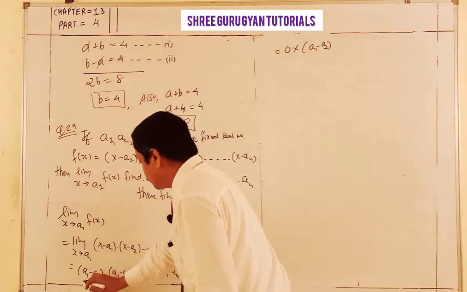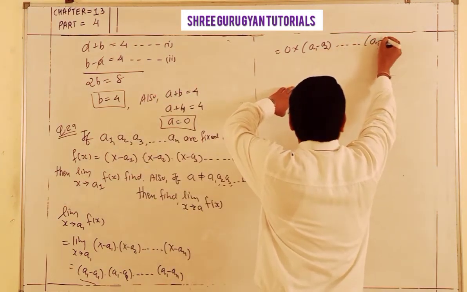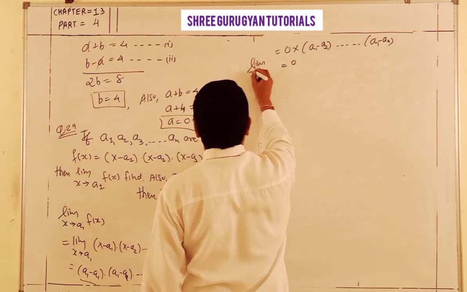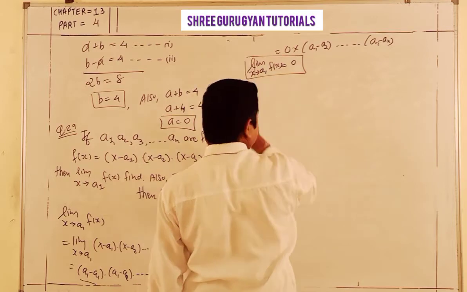This is a 0, students. Dash last a1 minus an, this becomes answer 0. Limit x tends to a1 of f(x) is 0. That is the first case done.